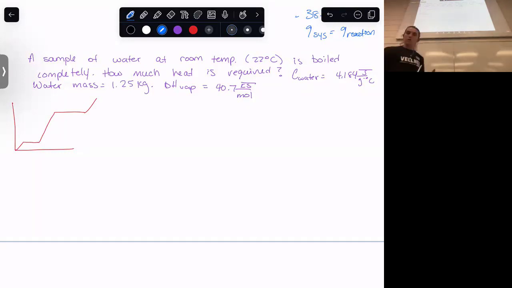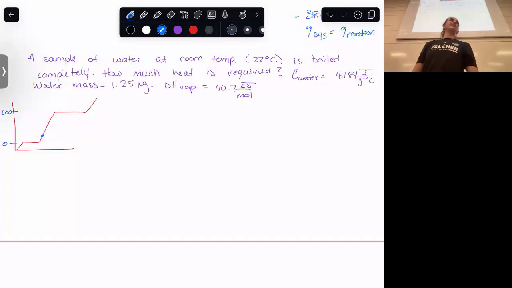Liquid room temp, right? What temp does water melt, or sorry, freeze or melt at? It starts at zero, right? That's when it freezes or melts. And then where does it boil? Boils at 100. So if we think about 22, that's going to be probably like here, right? We're going to start in here.